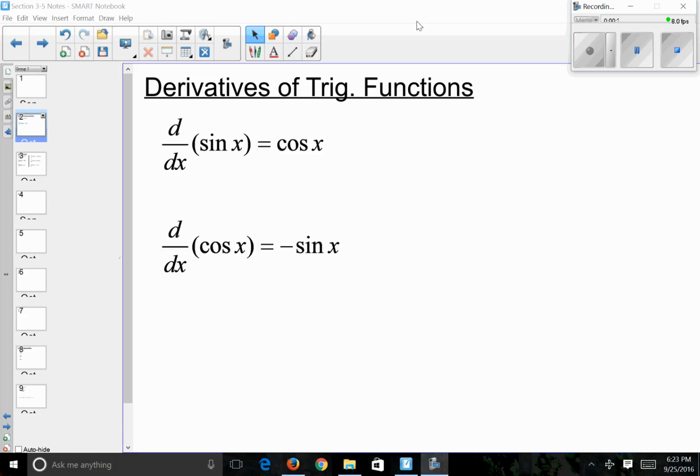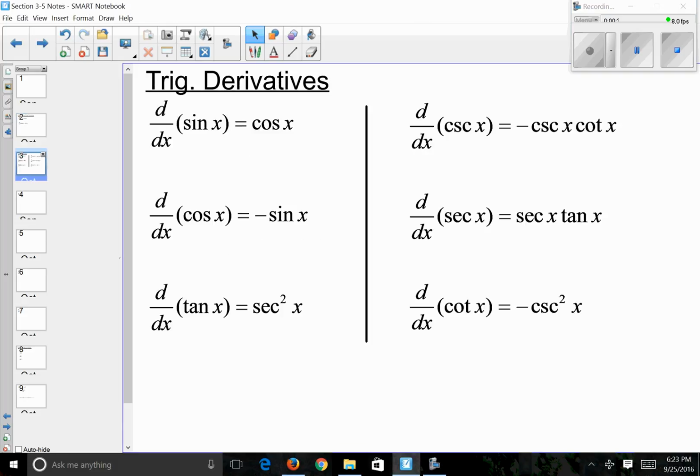Usually it's involving our quotient rule. So when we build these, here's what we get as our trig derivatives. Derivative of sine is cosine. Derivative of cosine is negative sine. Derivative of tangent is secant squared. And we get that by changing tangent into sine divided by cosine and doing the derivative with the quotient rule.